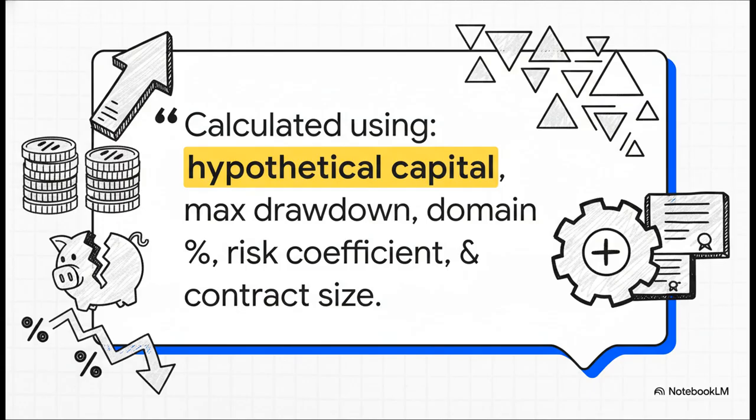And if you're wondering how they get to that trade size, well, the source material tells us exactly how. Both trade sizes are calculated using the hypothetical capital, the investor's maximum allowed drawdown, the third triangle domain percentage, the risk coefficient, and the contract size. So you can see how all those parameters we just looked at all come together to give you a number.